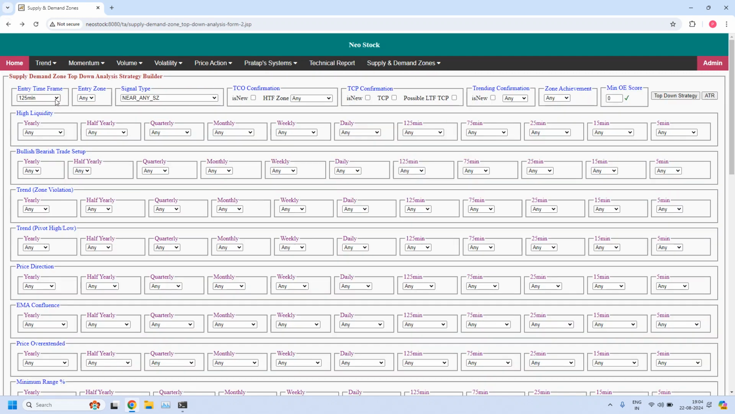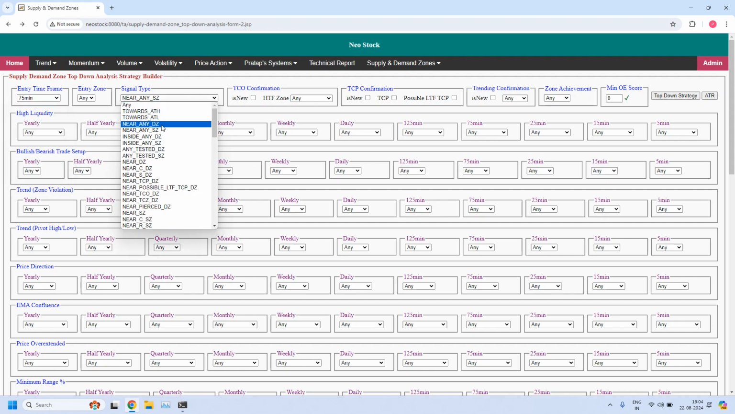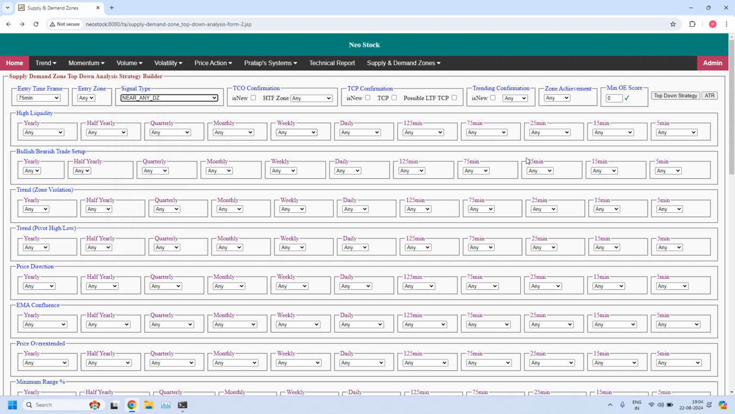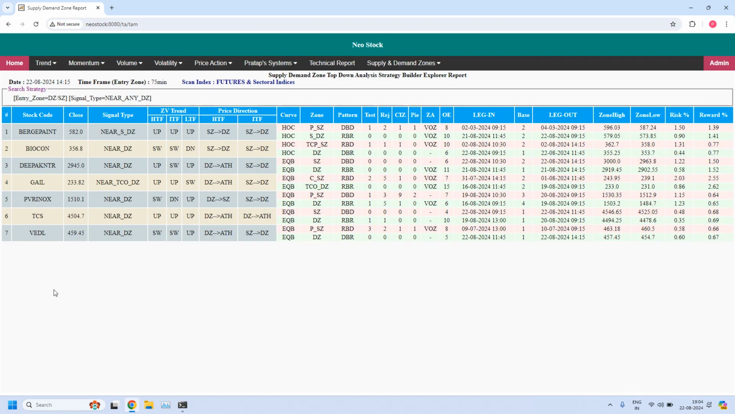The next time frame is 75 minutes. So entry time frame is 75 minutes. Let us find the stocks near 75 minutes demand zone. 7 stocks are filtered. Let's check if there are any high liquidity 75 minutes demand zone from this list. So Berger Paints is having a high liquidity 75 minutes demand zone, and it is a fresh zone.